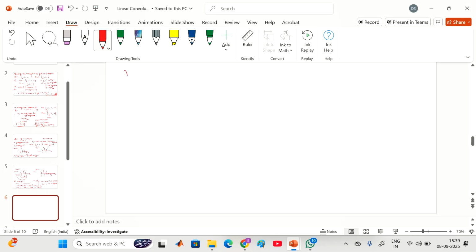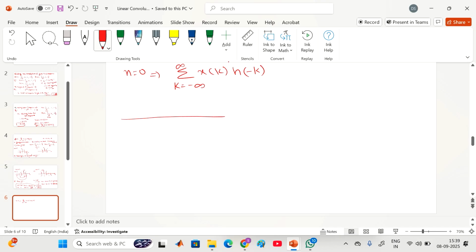Now the starting n value is 0, so if you substitute into y of n, that is the summation over k from minus infinity to plus infinity of x of k, h of 0 minus k, that is h of minus k. Now we have to draw the sequences. First, the input is x of k, with index k equal to 0, 1, 2, 3, so this is x of k: 1, 2, 1, minus 1.